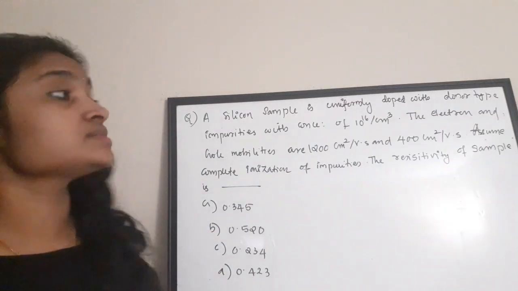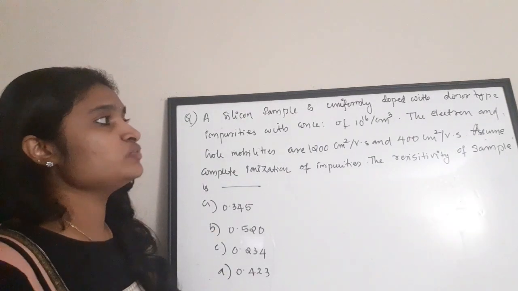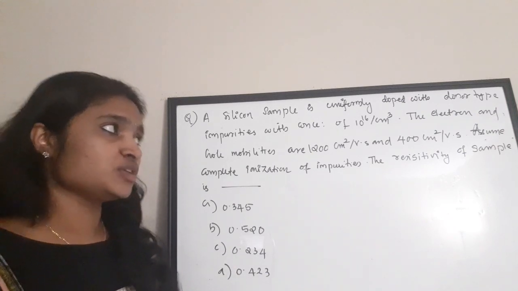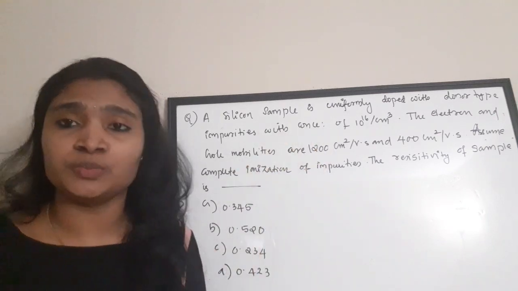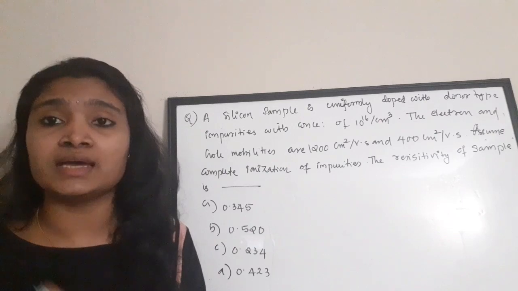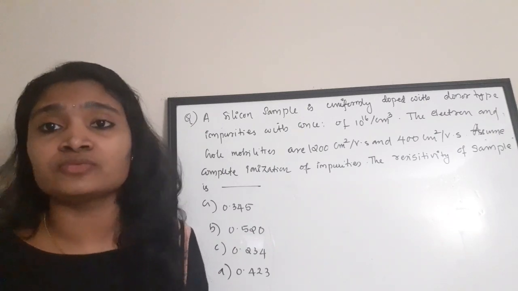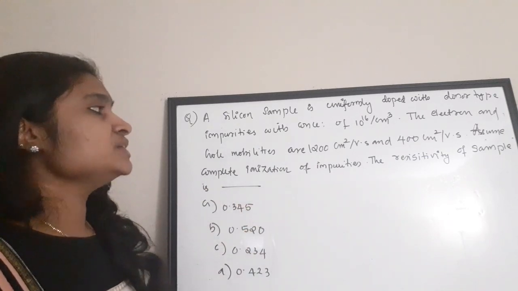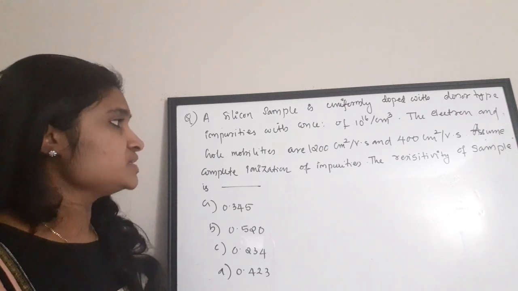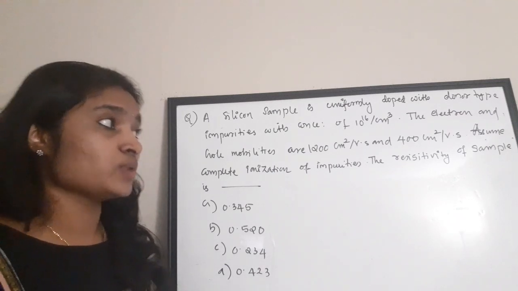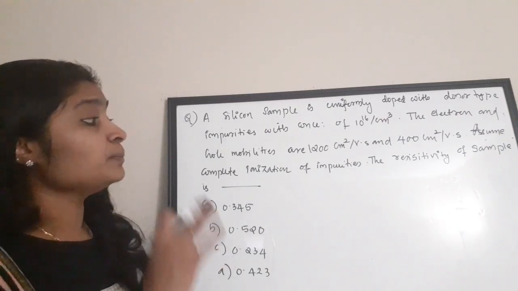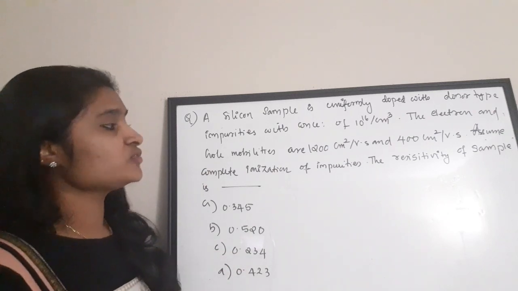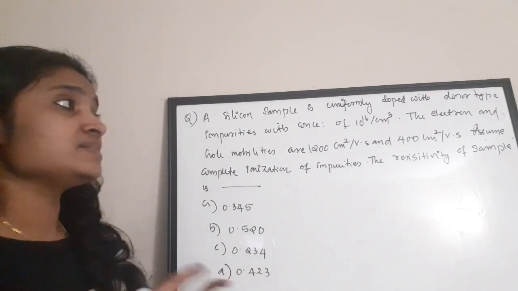The question is this: a silicon sample is uniformly doped with donor type of impurities with concentration 10 raised to 16 per centimeter cube. You should know that donor type of impurities contribute a lot of free electrons, and acceptor impurities create a lot of holes, that is, vacancies of electrons. The electron and hole mobilities are 1200 centimeter square per volt second and 400 centimeter square per volt second. Assume complete ionization of impurities. The resistivity of the sample is dash. So we need to find the resistivity.